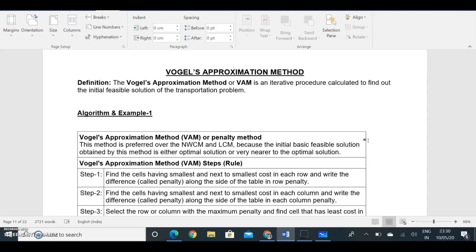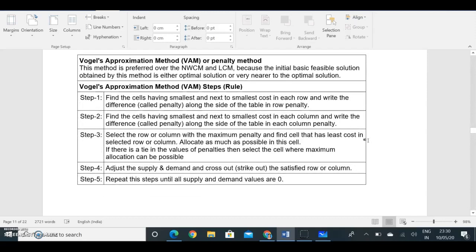So the Vogel's approximation method, the steps of how to do this. First step, we have to find out the smallest element and the next smallest element cost in each row, and write the difference between them along the side of the table as the row penalty. Step 2, find the cells having the smallest and the next to the smallest cost in each column and write the difference, called the penalty, along the side of the table as the column penalty. The third step is to select the row or column with the maximum penalty.